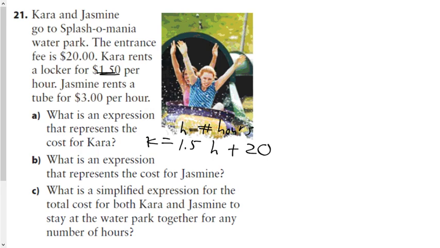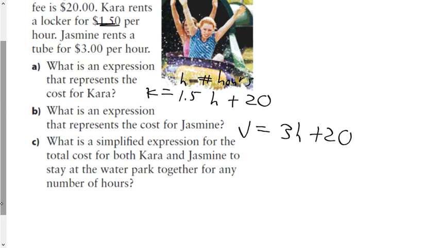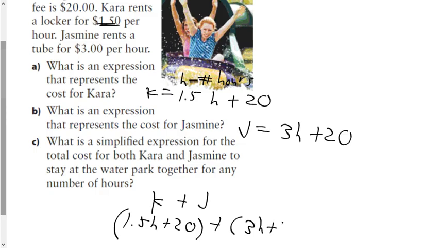That's okay. For Jasmine, same criteria, H equals number of hours. She's $3 per hour, which is 3 multiplied by the number of hours, plus 20. And then it finally says, what is the simplified expression for the total cost for both? So if we had Kara plus Jasmine, we're going to have 1.5H plus 20. That's the cost for her. Plus Jasmine's will be 3H plus 20.